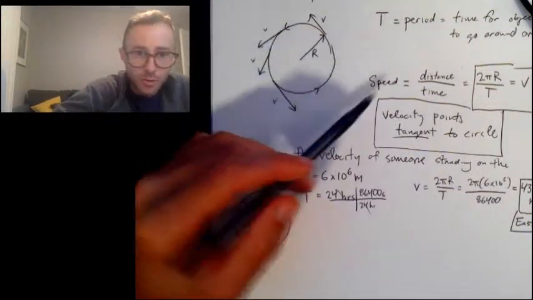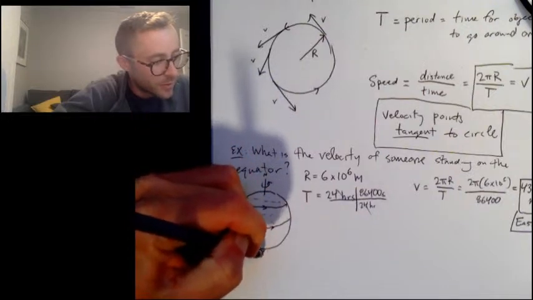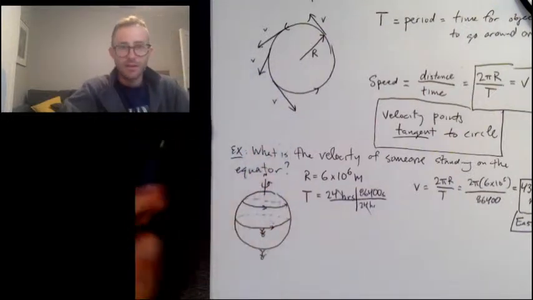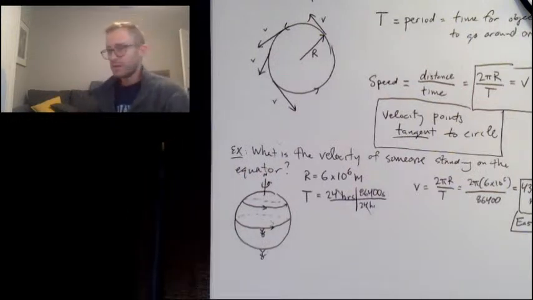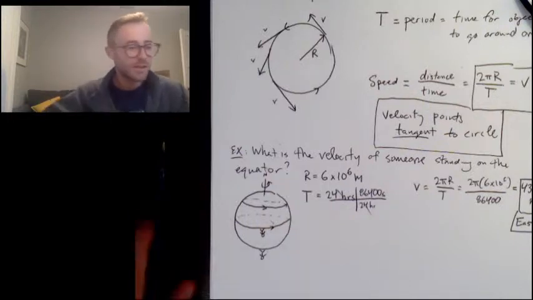You could imagine, what if you were viewing someone standing on the South Pole from outer space? That person would just be slowly turning around every 24 hours. They would just be slowly turning around in place.